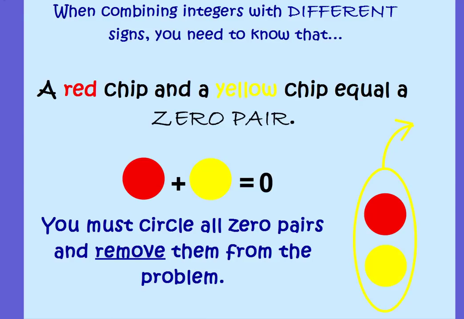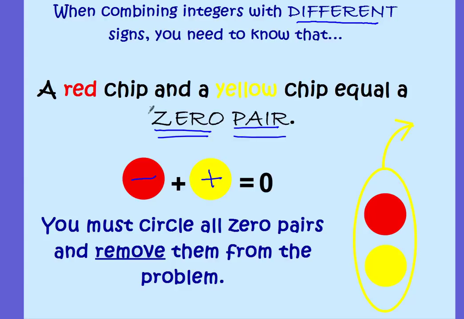Okay, these you definitely need to take notes in your journal. When combining integers with different signs, you need to know that a red chip, which is a negative, and a yellow chip, which is a positive, equal what we call a zero pair. They zero out. A positive and a negative equal 0. So when we are combining integers and we have any 0 pairs, we have to remove them from the problem. We call it loop it and pull it out. You put a loop around it and you pull it out with an arrow.